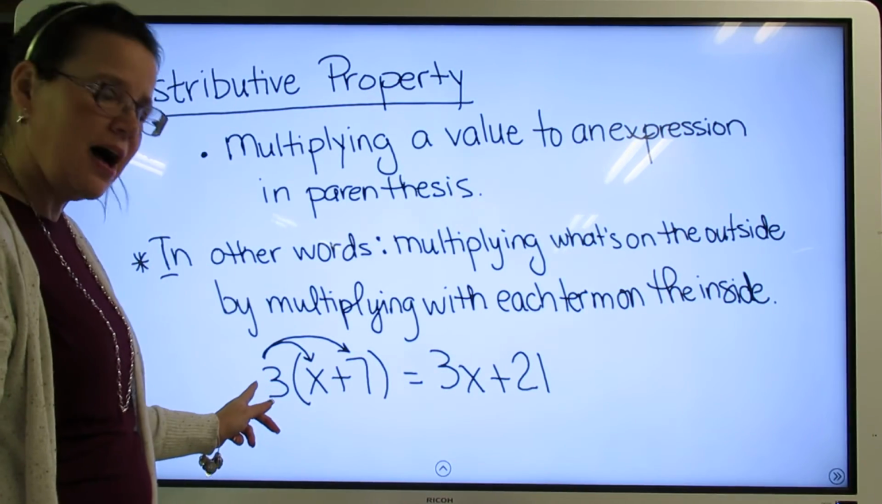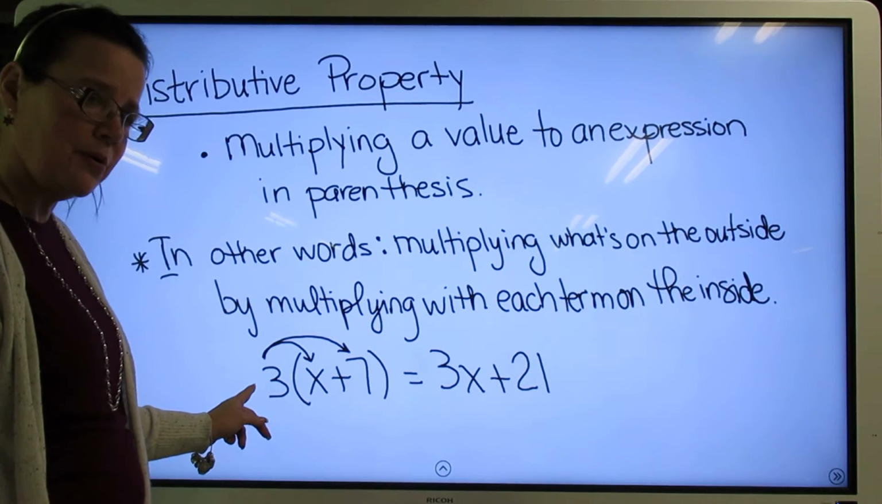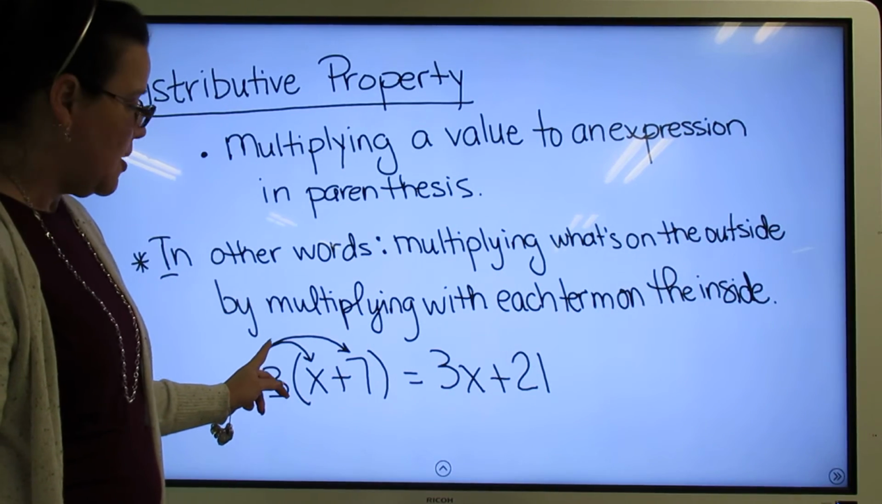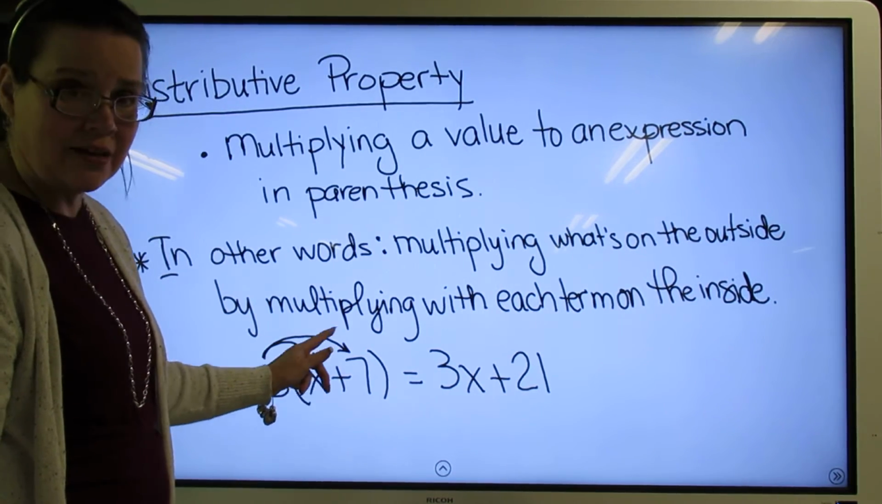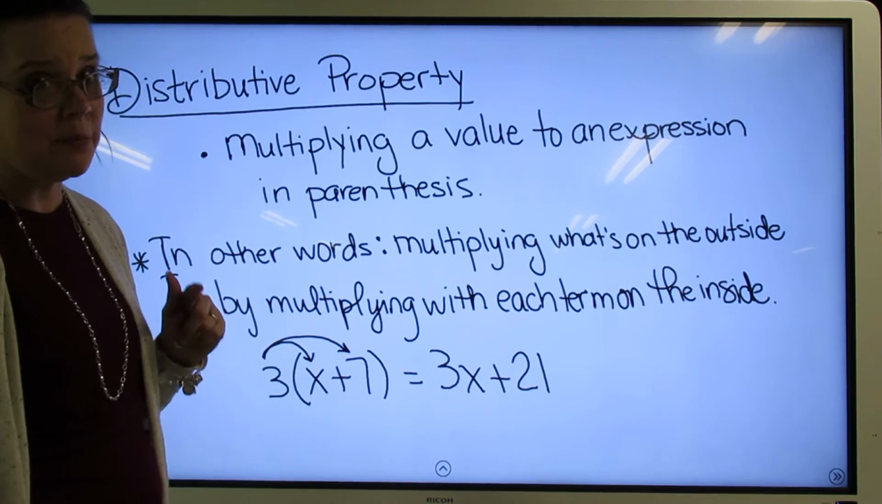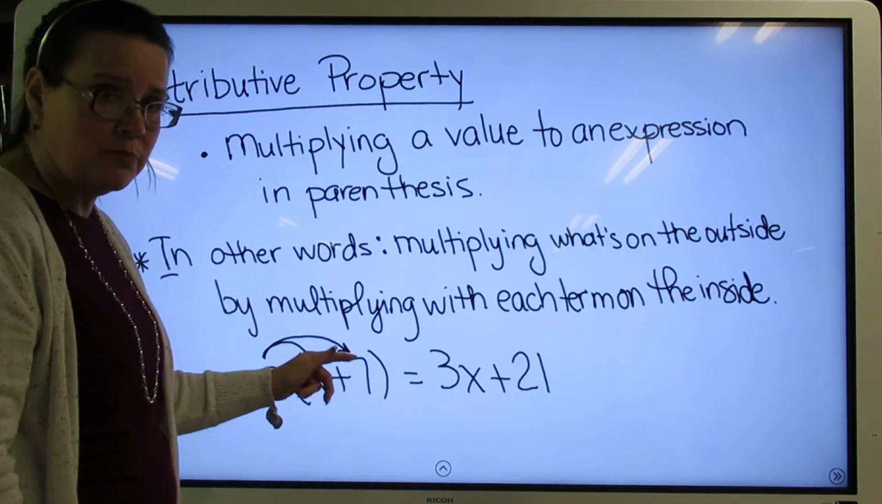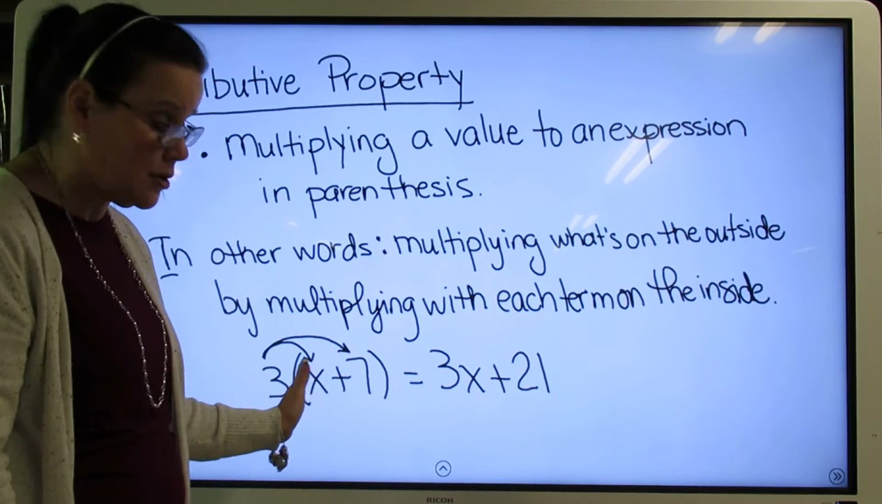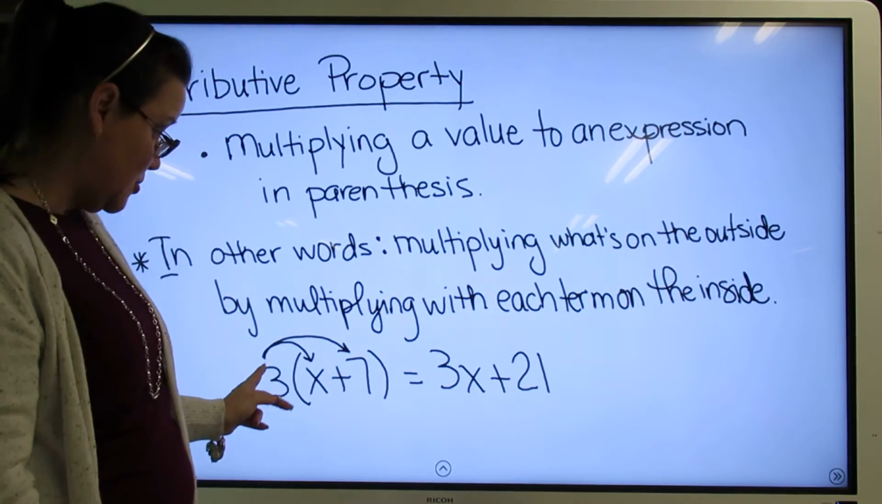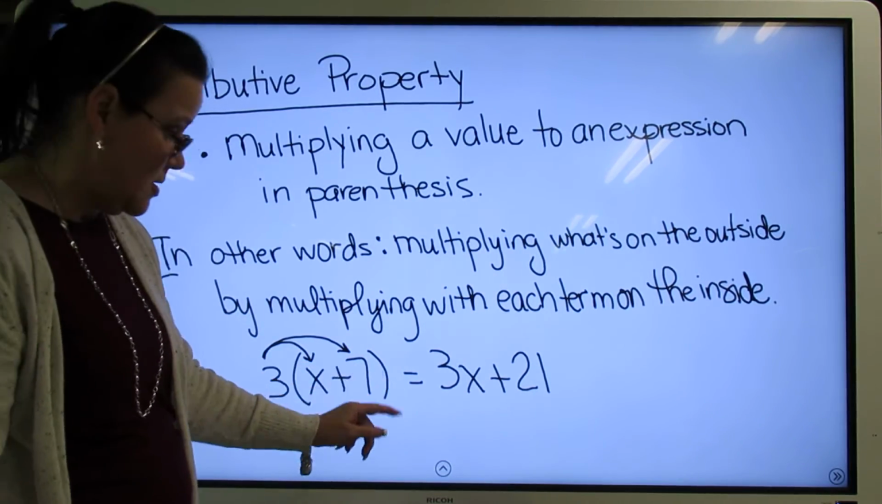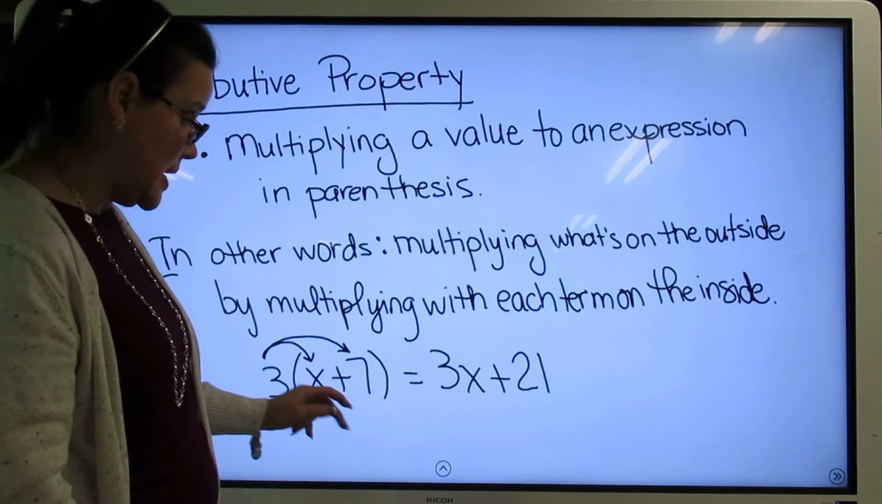You want to multiply with what's on the outside of the parentheses with what's on the inside of the parentheses. And that's very important to know. To multiply it with both terms, or however many terms are in that parenthesis, that's how many times you've got to multiply that 3 with, or whatever number or value they give you out there.